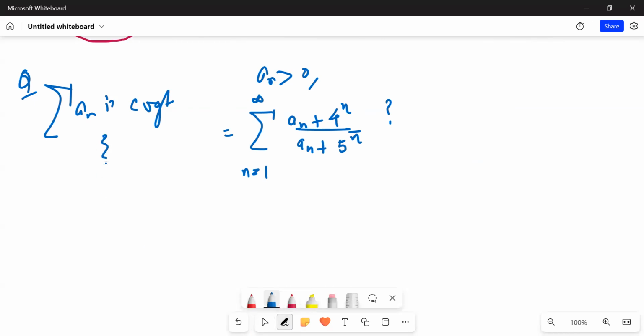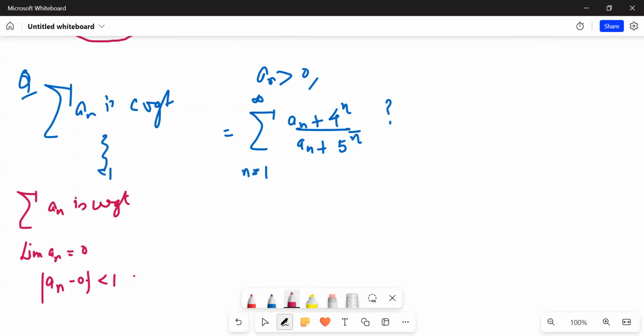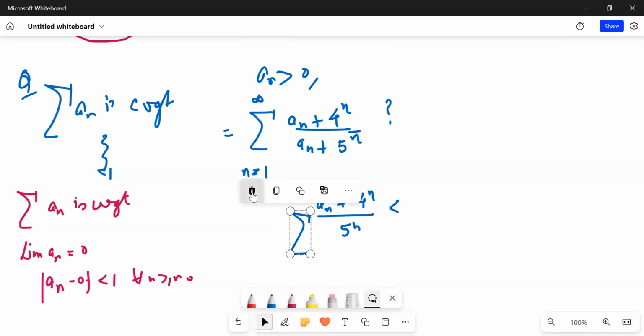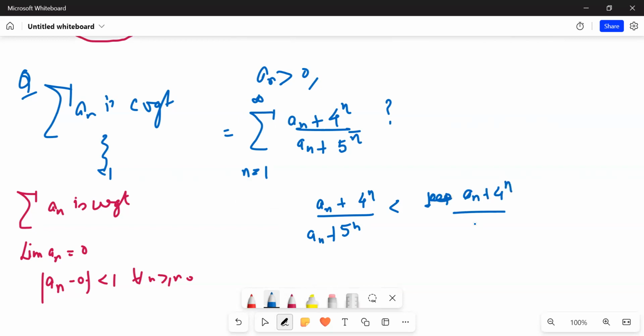See, I know that summation a_n is convergent. If summation a_n is convergent, then limit a_n should be equal to what? 0. It implies that the modulus of a_n minus 0 can be made less than 1 for all n greater than or equal to n naught. So I can write it as (a_n plus 4 raised to power n) upon simply 5 raised to power n.